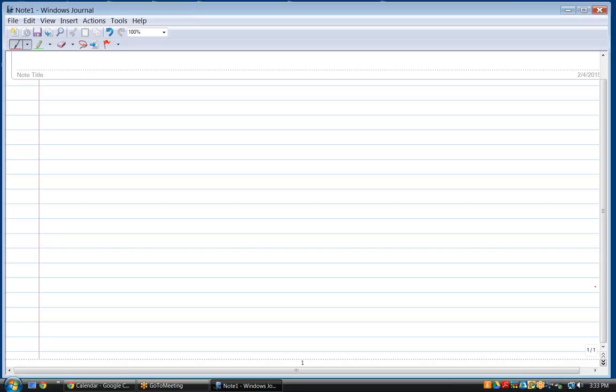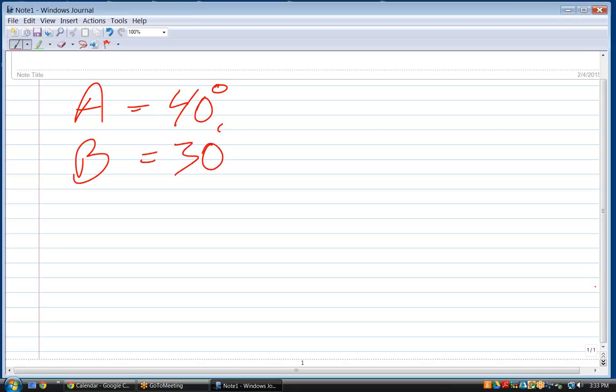Go ahead. Sorry. All right, the next question is, angle A is 40 degrees. Angle B is 30 degrees. And then side B has a measure of 10. What's angle C? C is 110. So we need side A and side C.